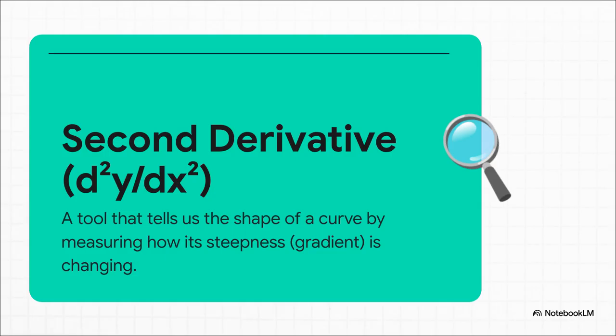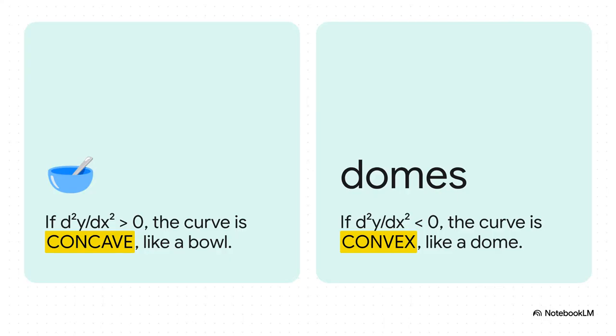The second derivative asks a really simple but profound question. How is the steepness itself changing? Is the curve getting steeper and steeper, or is it starting to flatten out? Just by asking that one question, this tool can tell us the fundamental shape of any curve. It's actually pretty straightforward. If the second derivative is positive, it means the steepness is increasing, which creates a shape like a bowl opening upwards. We call that concave. If it's negative, the steepness is decreasing, making a shape like a dome. And just like that, we have a precise, mathematical way to talk about shape.